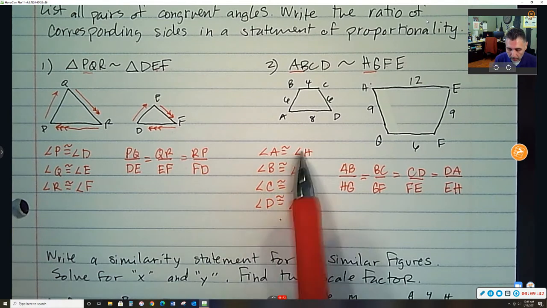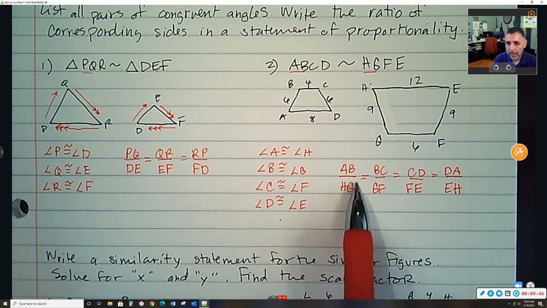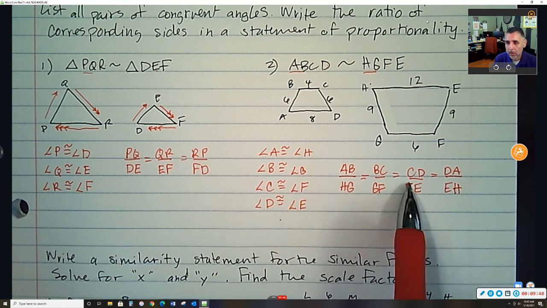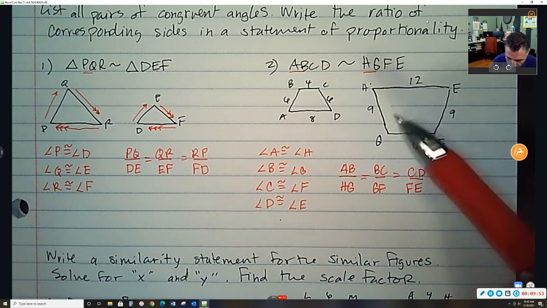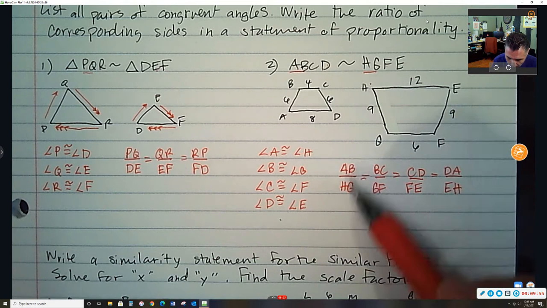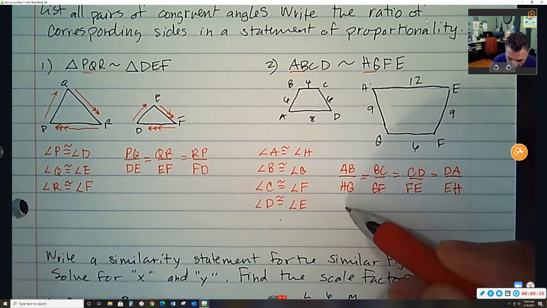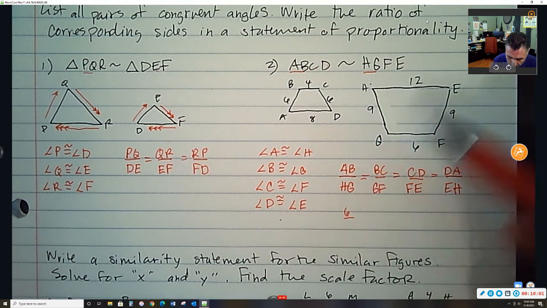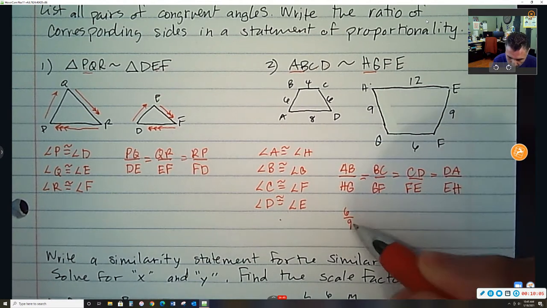And again, I know all these pairs of angles are congruent to each other. And then these corresponding sides are proportional. And here we can write a proportion. Let's do AB, HG. Here's AB, which is 6, and then HG here is 9, right?